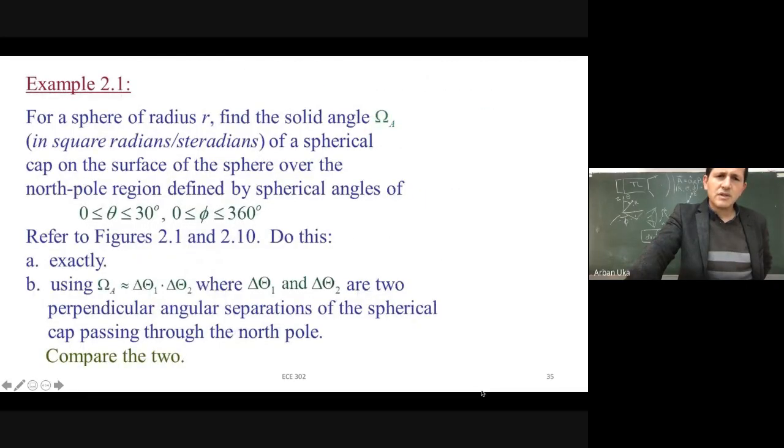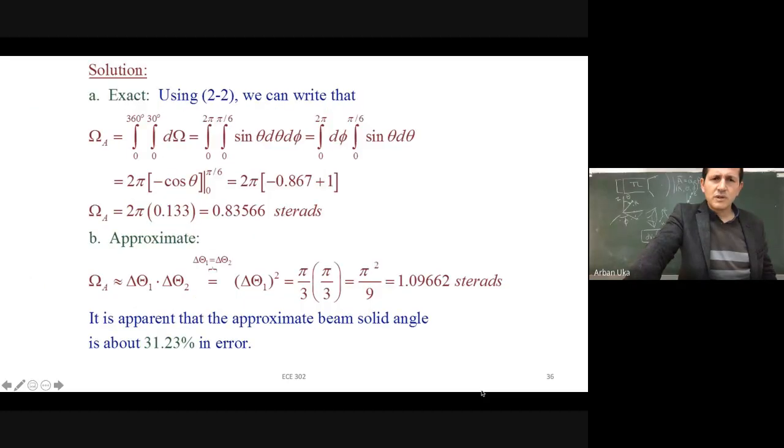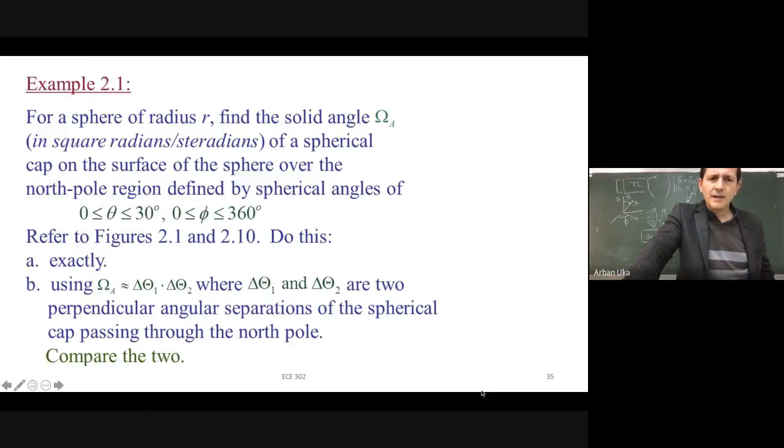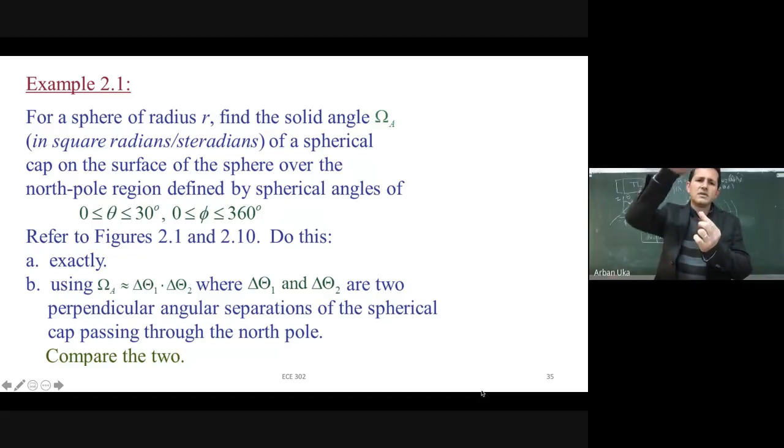Now, here we can see an example: for a sphere of radius r, find the solid angle in steradians of a spherical cap on the surface of a sphere from the North Pole. Here we are asking to find it in steradians if we have an angle from 0 to 30, which means we're going from 0 to 30 degrees. Imagine for a moment a funnel, a funnel which has an angle of 30 degrees from the z-axis coming down.